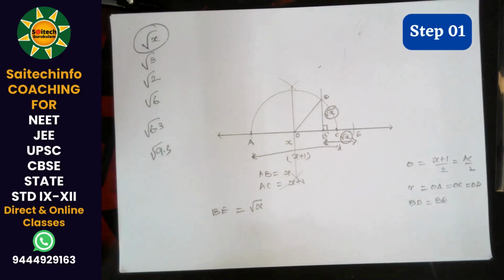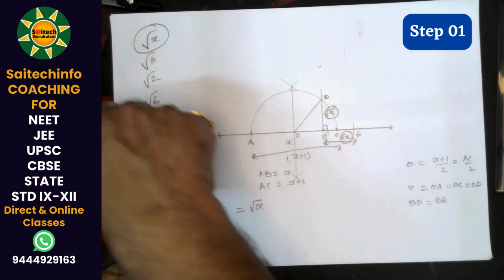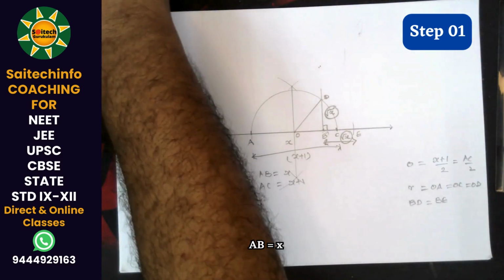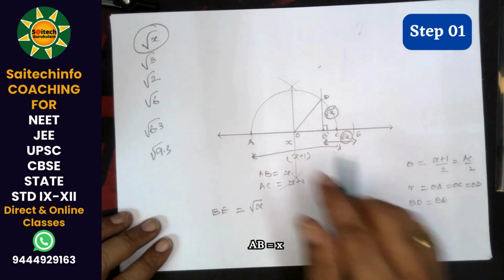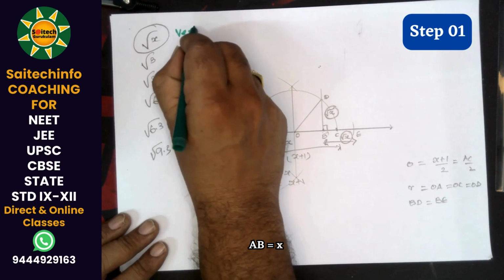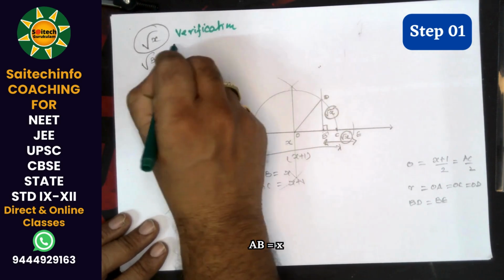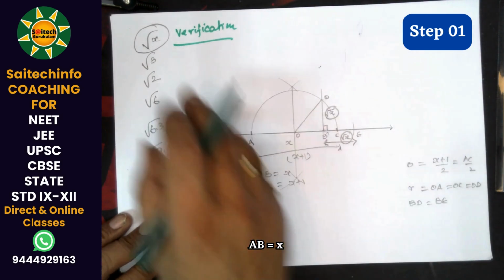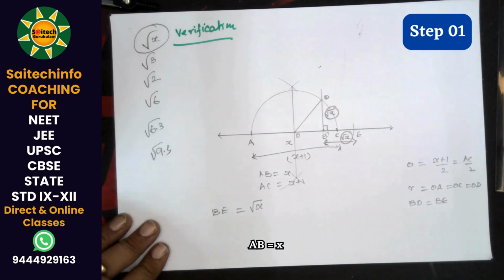I'll do the verification also. I'll do the verification here. AB is equal to X. You know very well this AB is equal to X. Now we are proceeding with verification. Since I want to refer to all these diagrams, I am writing on the same page, but you can do it in the subsequent page.